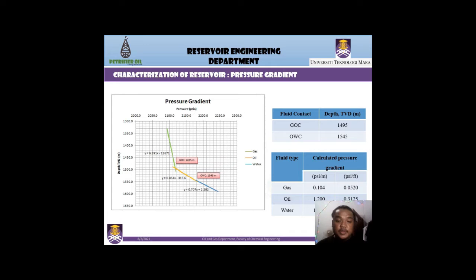For pressure gradient, from the data we get from MDT, we can plot the pressure gradient graph. The reservoir system contains 3 different layers of fluid such as gas, oil, and water. Hence, we can determine the gas-oil contact and water-oil contact from the graph. The calculation of the pressure gradient is based on the type of liquid. It also can be done based on the equation on the graph.